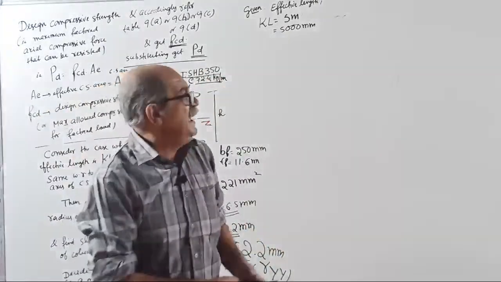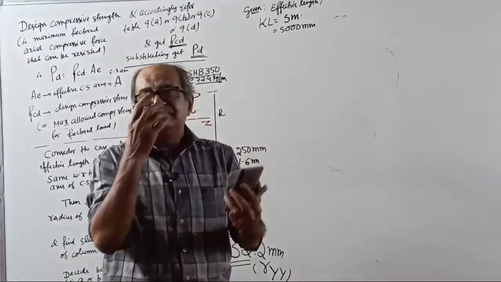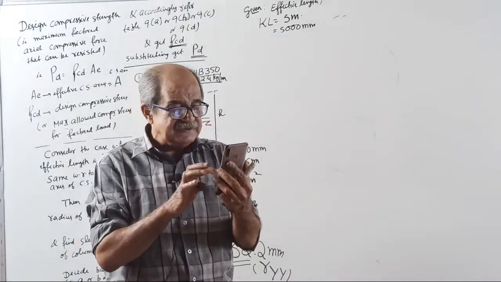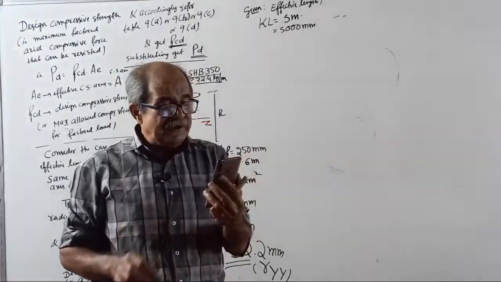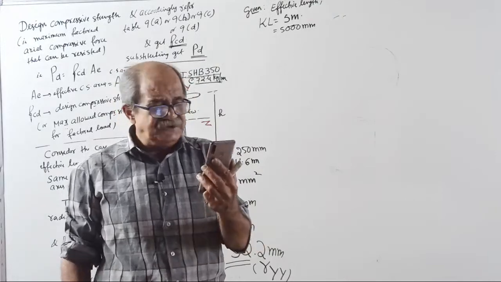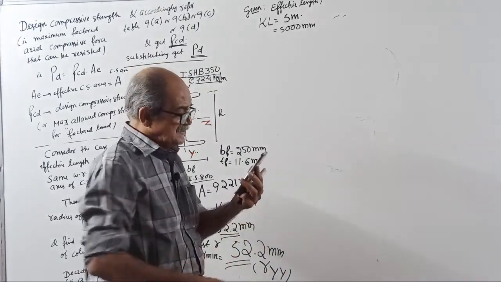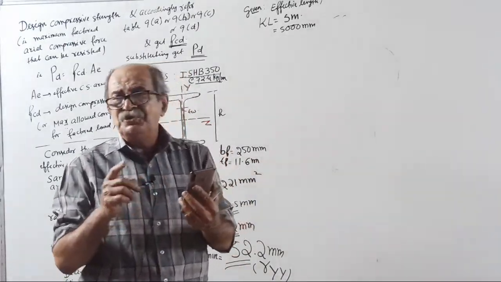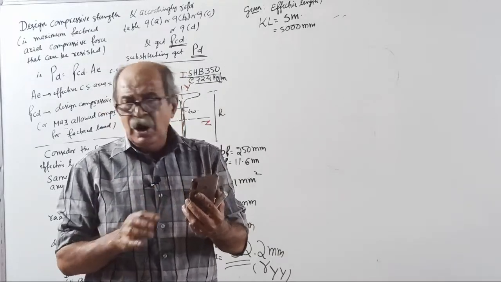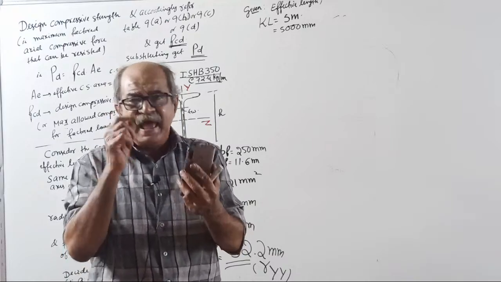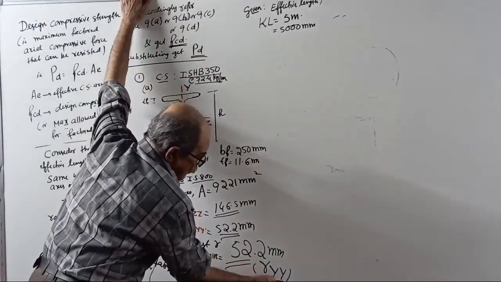Tell me, when KL by RYY is least here, so if at all a column buckles, the buckling will be about which axis? Buckling will always take place where weakness is there. So if at all the column buckles, it will buckle about which axis? No answer, you are not giving the answer. I told you buckling will always be about the weaker axis, YY. So remember, therefore, in this question, YY is critical.